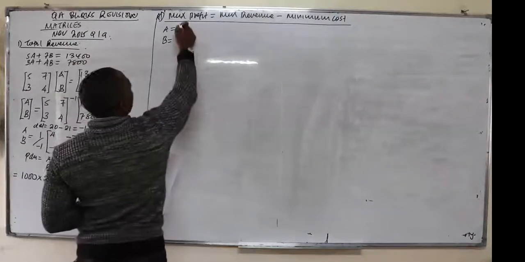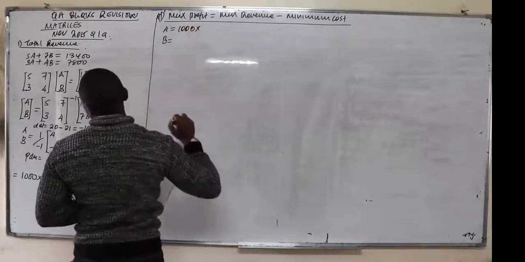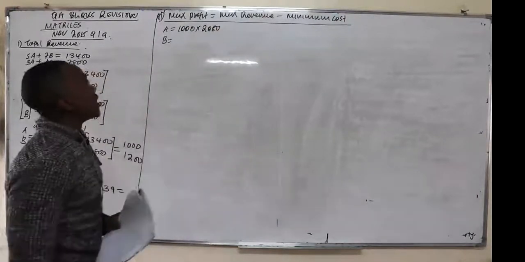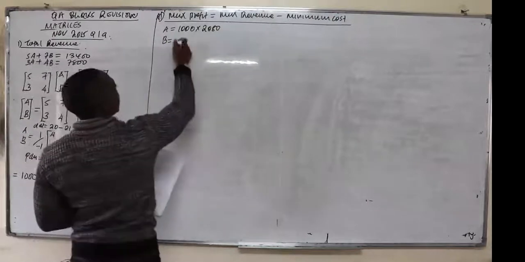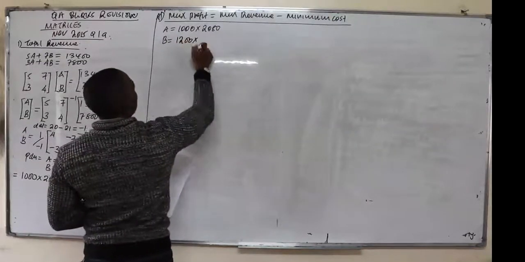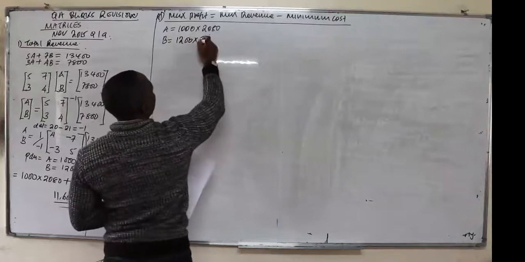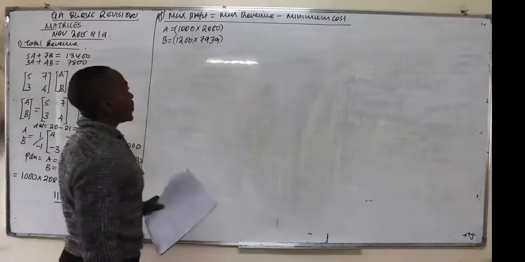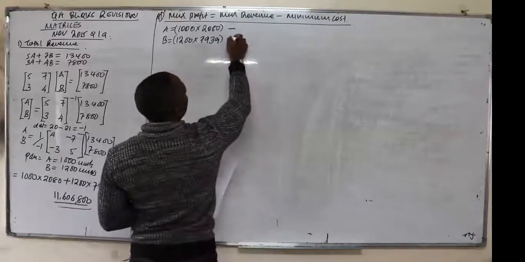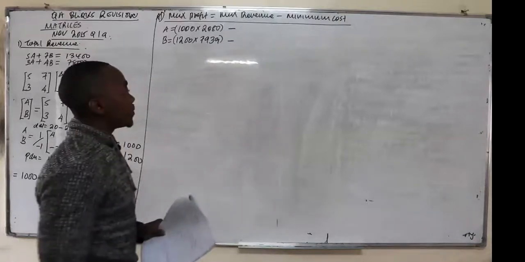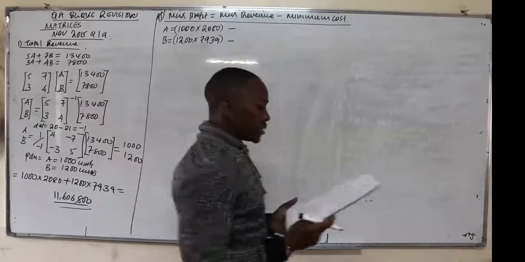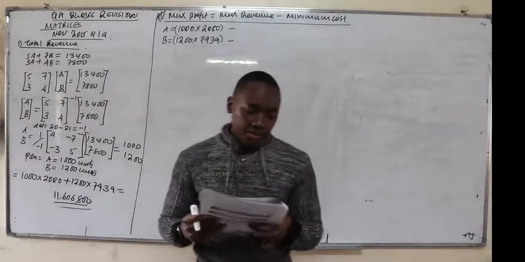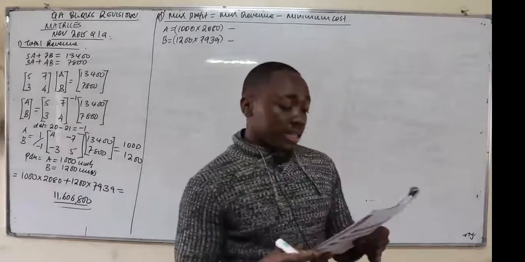Product A, we are producing 1,000 units, each at a selling price of 2080. Product B, we are producing 1,200 units, each at a selling price of 79.39. That's how you get the maximum revenue. Then you deduct the minimum cost. And how do we get the minimum cost? We are given the price per limiting factor, that's per labor hour, and then for material per kilogram, and then you are given the margin of error.